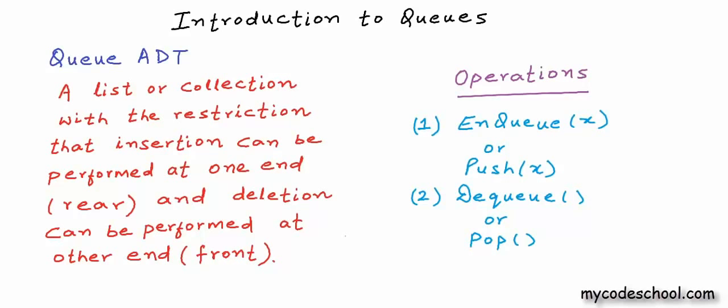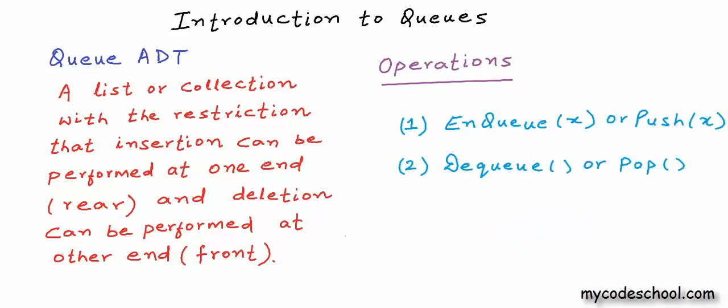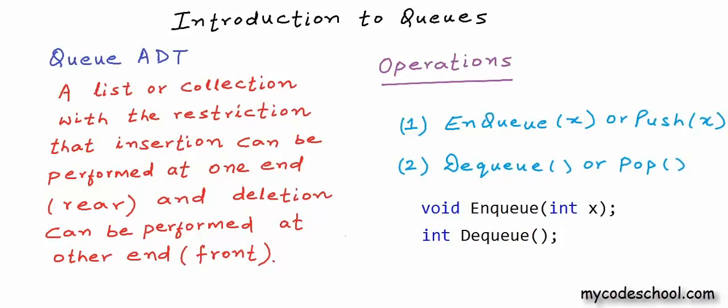While implementing, you can choose any of these names in your interface. Dequeue should remove an element from front or head of the queue, and dequeue typically also returns this element that it removes from the head. The signatures of enqueue and dequeue for a queue of integers can be something like this. Enqueue is returning void here, while dequeue is returning an integer. This integer should be the removed element from the queue. You can design dequeue also to return void.